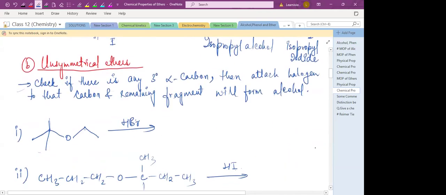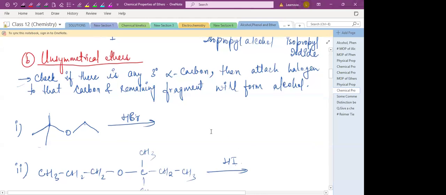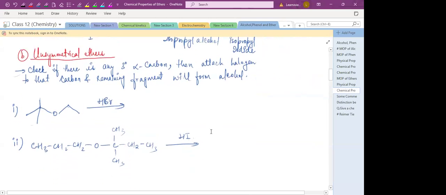It's very simple, but the main thing is unsymmetrical ether. This is conceptual and this is important. So, unsymmetrical ether. When in your exam they give you an unsymmetrical type of ether, and the reagent is a halogen acid, HBr or HCl, HI, anything, you have to check if there is any tertiary alpha carbon or not.